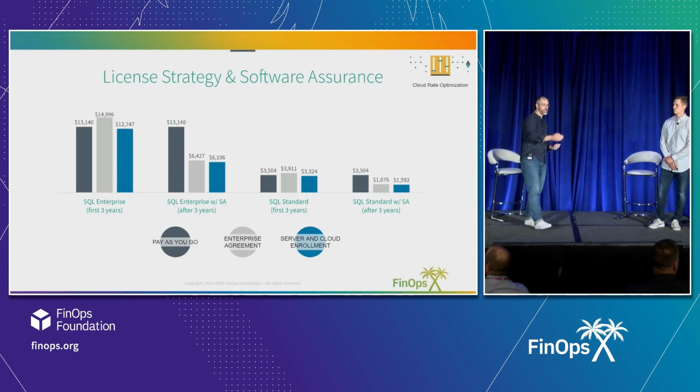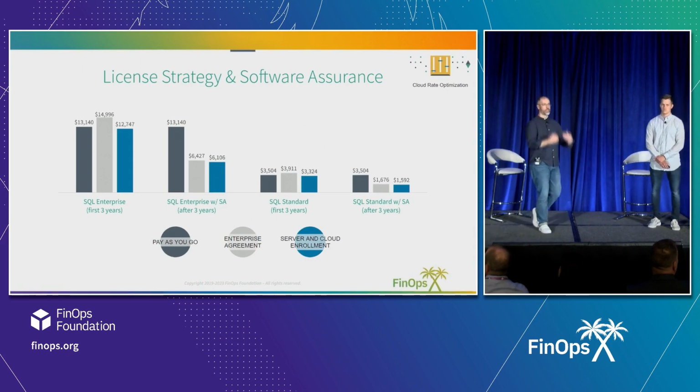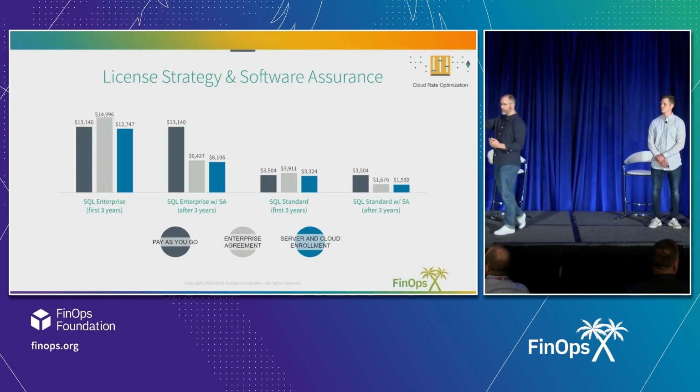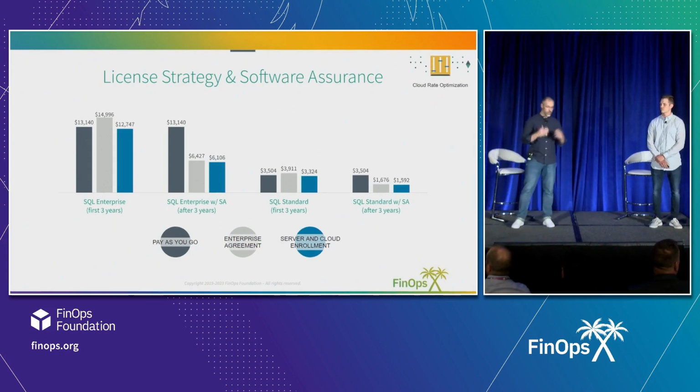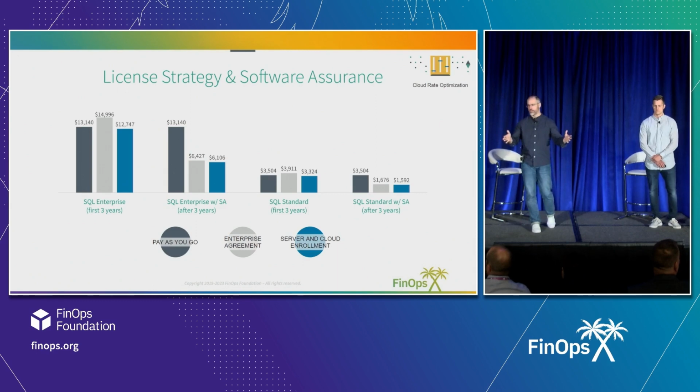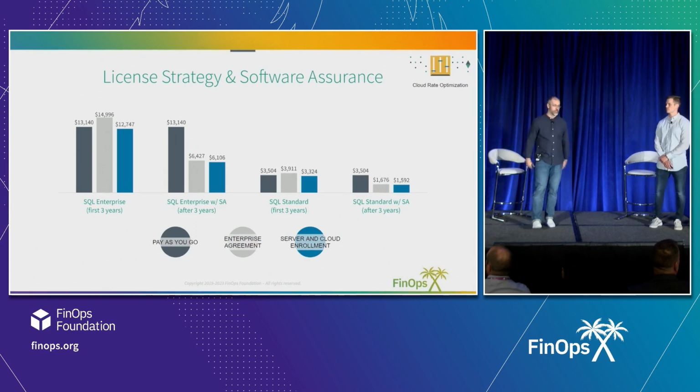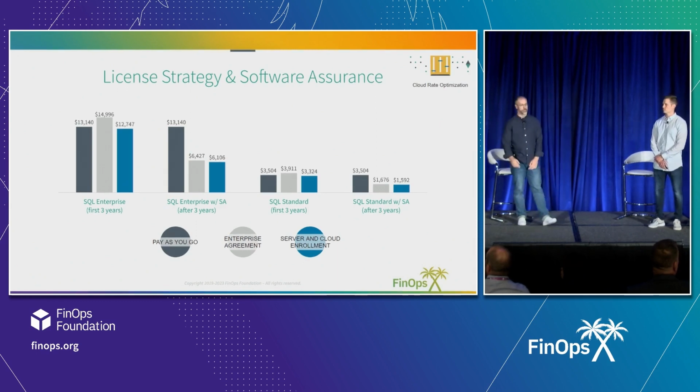Because now you see, after that 3 years, when you own the license and then you're just paying for the software assurance, all of a sudden the cost skyrockets for pay-as-you-go and is way less for owning the license. So knowing how you're purchasing, what the long-term strategy looks like is really important, and what contract it's on has a big impact.